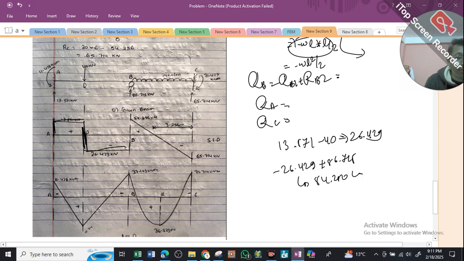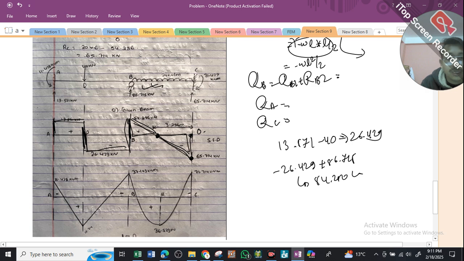Again we will go upward, and this value will reach 0 somewhere due to the presence of the UDL. In this way this value will be 65.714, and ultimately shear will be 0. The shear diagram always needs to end at 0. So what you can do is simply calculate the point where the shear will be 0 by using the similar triangle method. You can use this triangle and this triangle, and use the similar triangle rule.